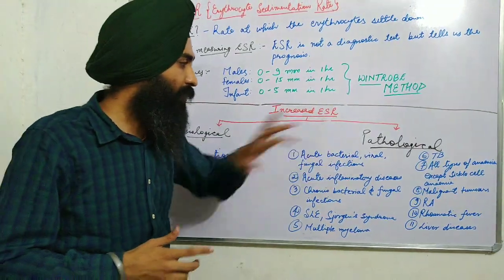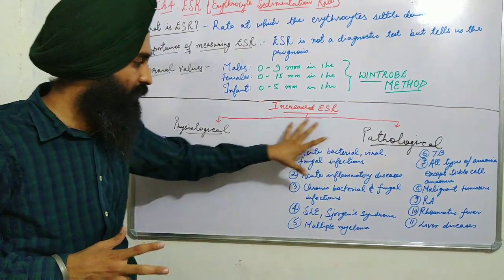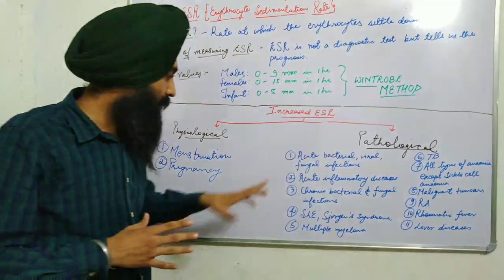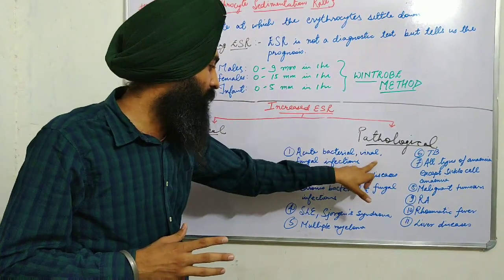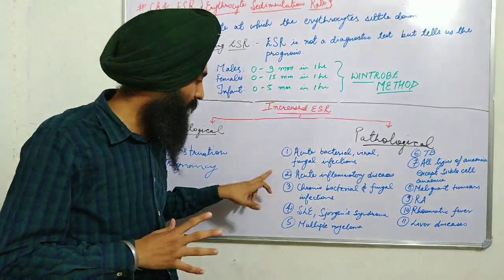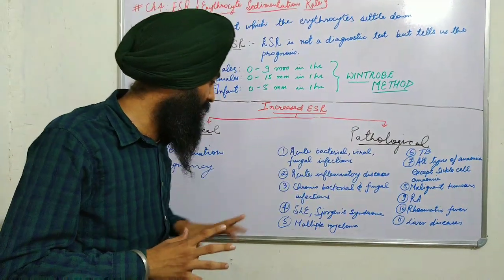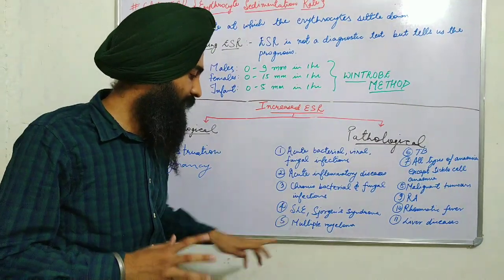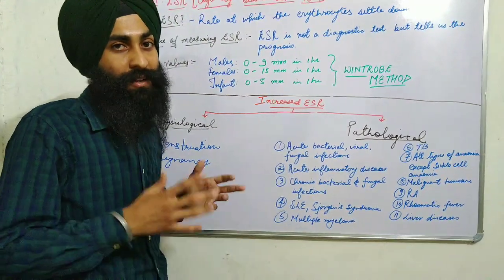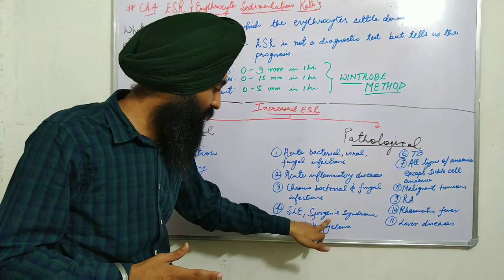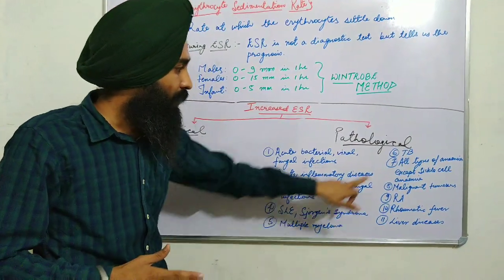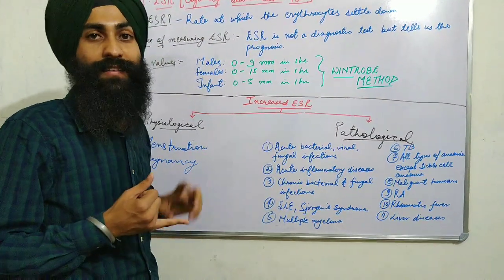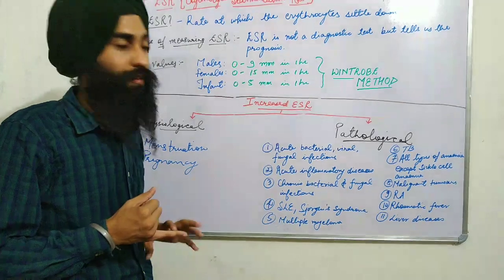Now come to the pathological conditions. These are all the pathological conditions in which ESR gets raised. First is acute bacterial, viral or fungal infections. Second one is acute inflammatory diseases, chronic bacterial and fungal infections, SLE, which is systemic lupus erythematosus, Sjögren's syndrome, multiple myeloma, tuberculosis and all types of anemia except sickle cell anemia. In sickle cell anemia, ESR does not rise.